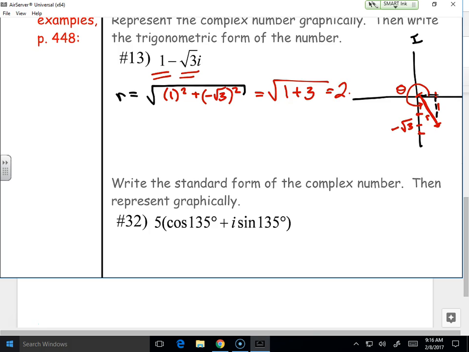Okay. Now we also need theta. What's the formula for theta from up above? Inverse tangent of b over a, right? So negative root 3 over 1.